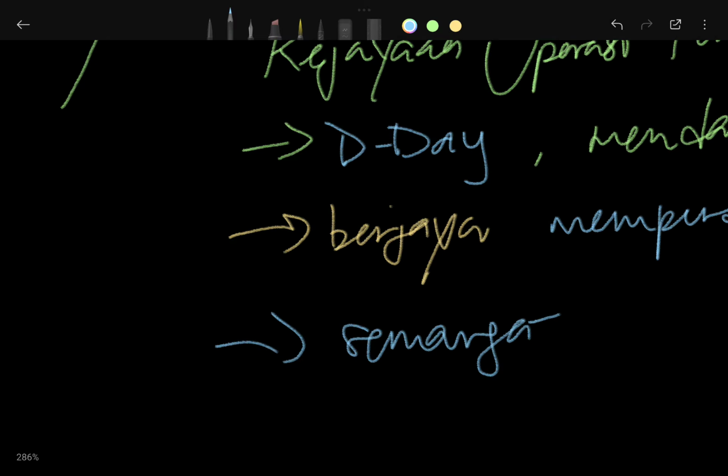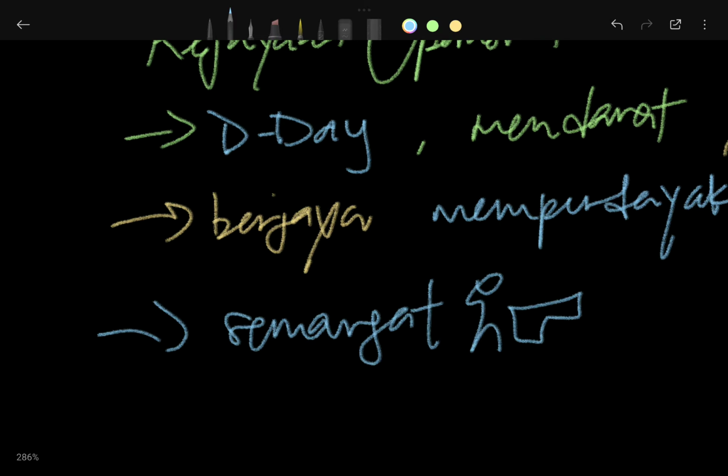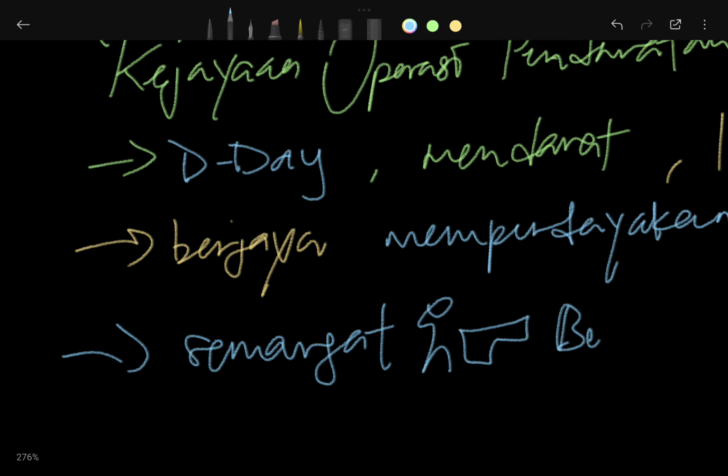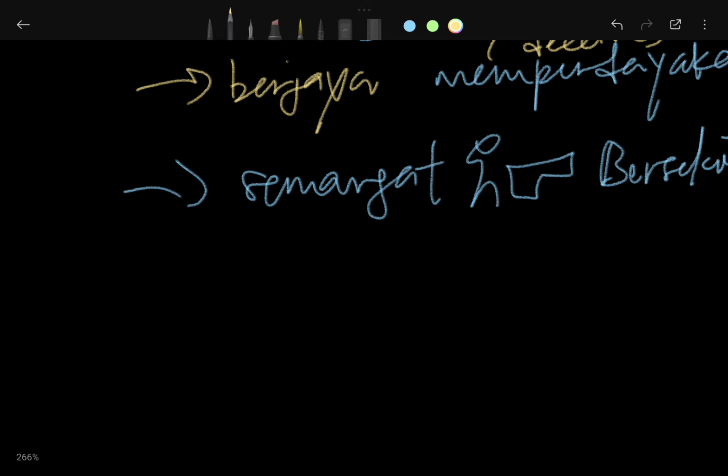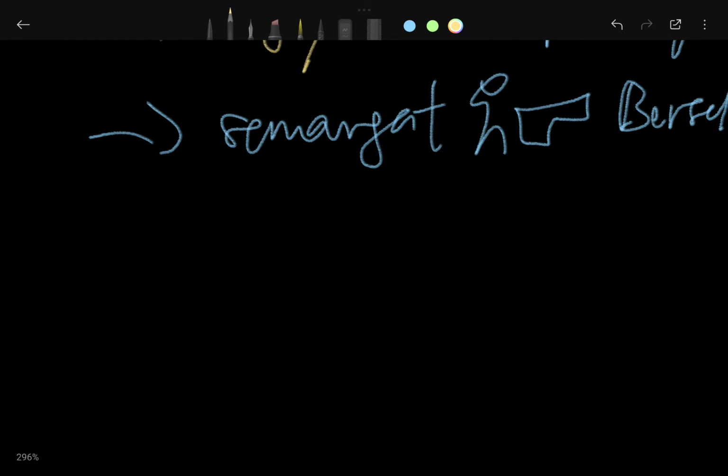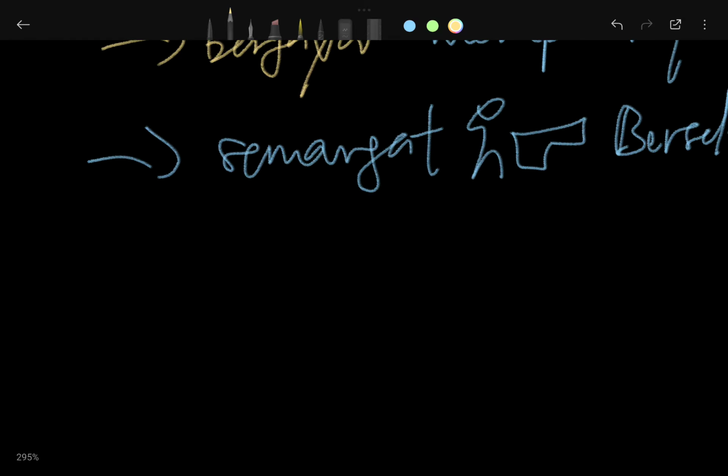You should know the semangat of your soldiers is very crucial, okay? Semangat tentera bersekutu, because they managed to deceive them. There we go, this is the word. Deceive them. Menjadi titik tolak kejayaan membebaskan Perancis dan negara Eropah Barat daripada penaklukan Jerman. This was the first pushing point where they could free Perancis and a lot of other countries from the colonization of Germany.